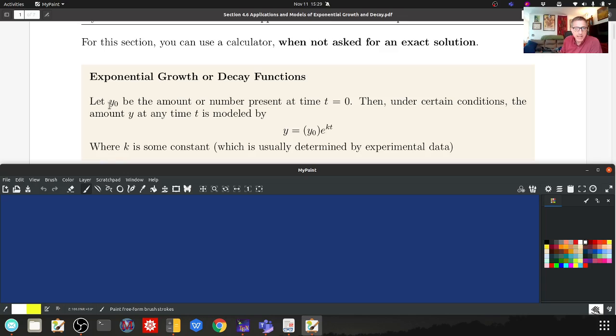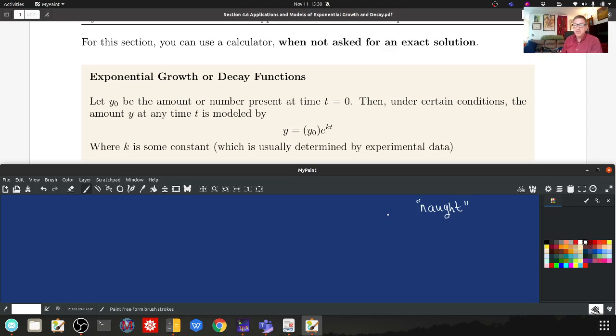So we're going to say let y naught, so you can call that y sub 0, y0, or y naught. N-A-U-G-H-T, I think that is the spelling, and that's a British use. I've used y naught for such a long time, that's just what I say. Probably the first thing I was taught. So let y naught be the amount or number present at time t equal to 0. So that's at the very beginning, before you start doing measurements.